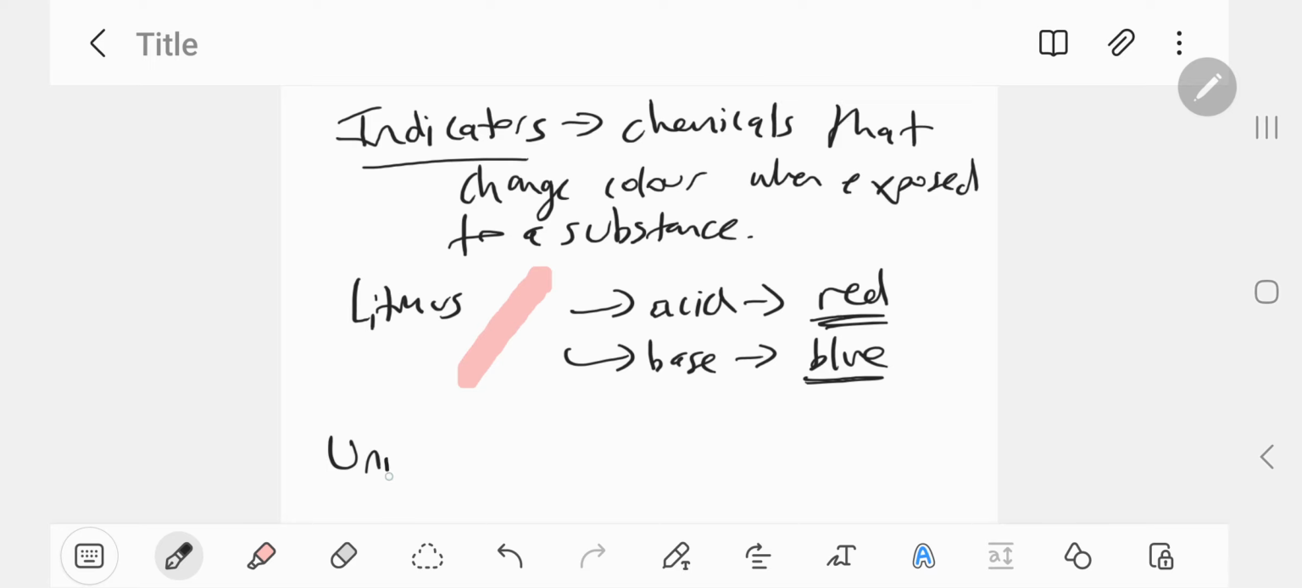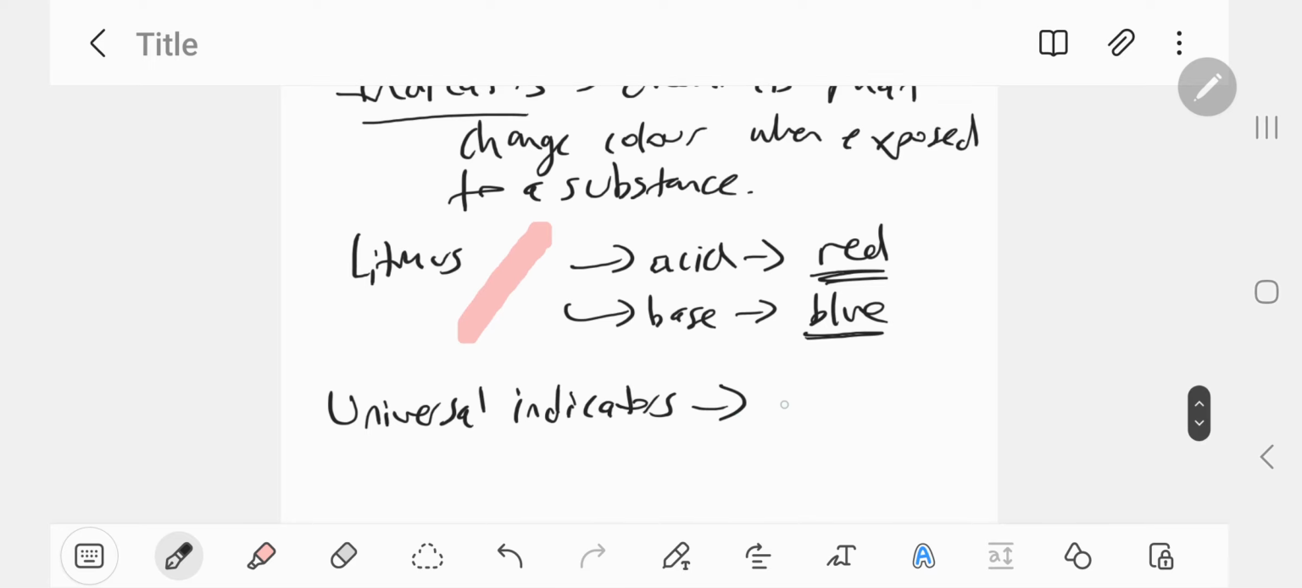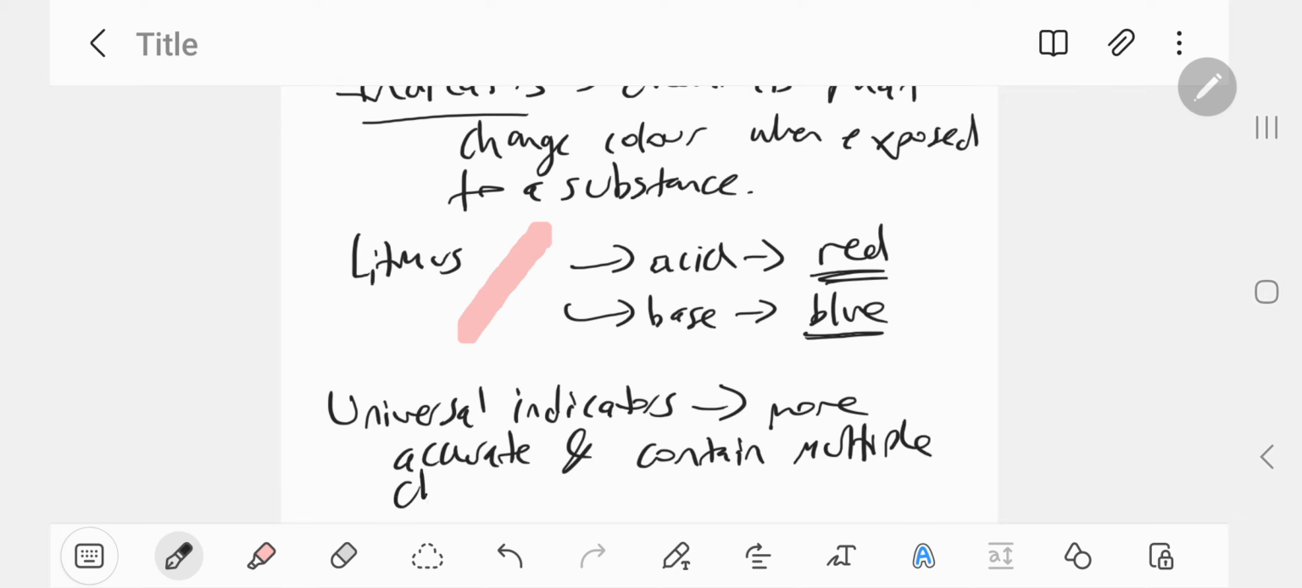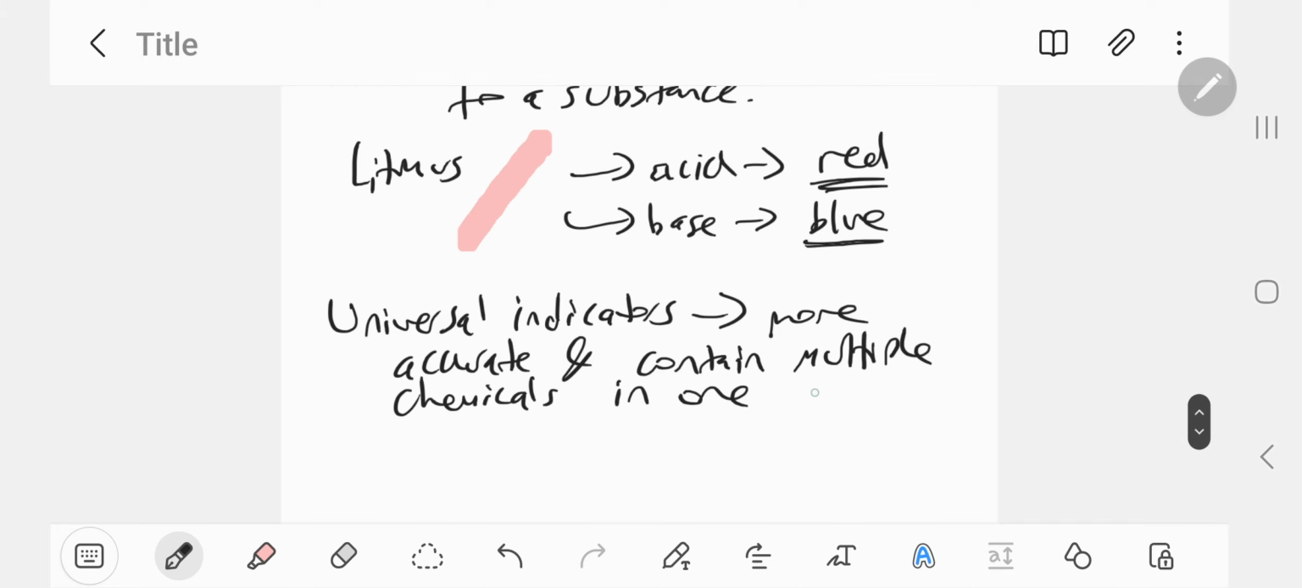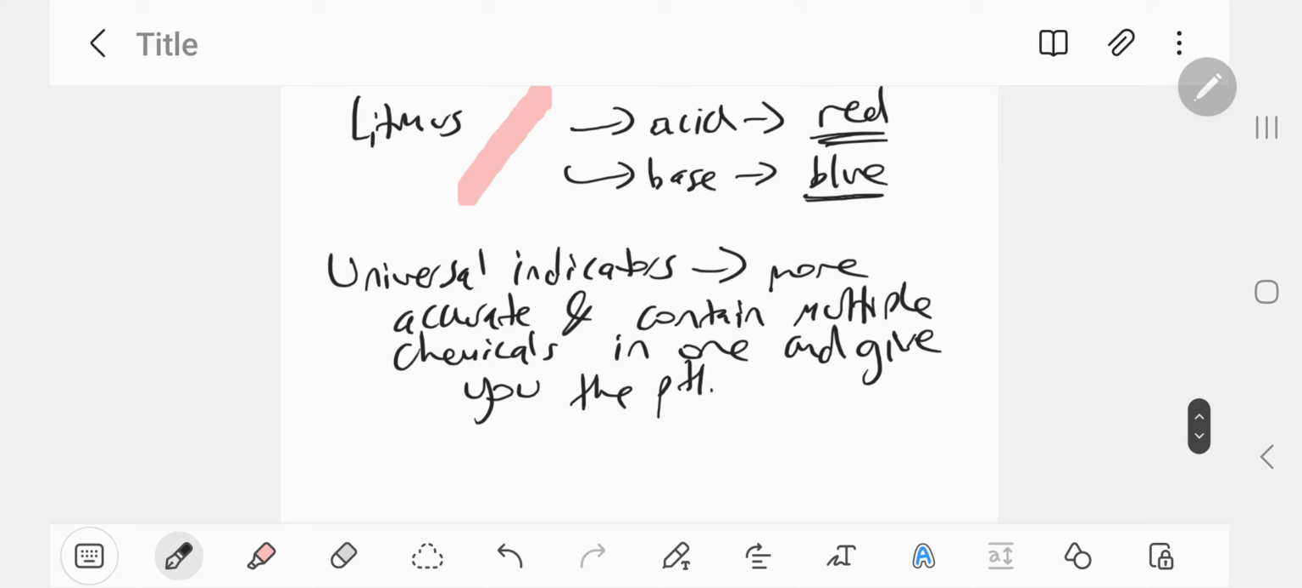That's where universal indicators come in. These are a mix of chemicals. These are more accurate, and contain multiple chemicals in one, and give you the pH of a substance. They're more quantitative, they give you numbers.